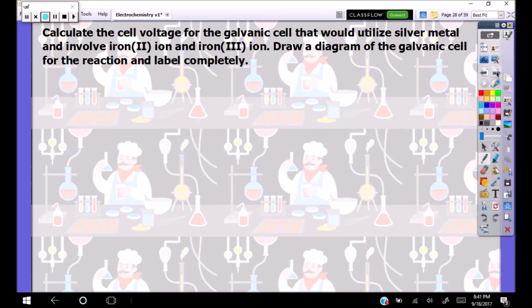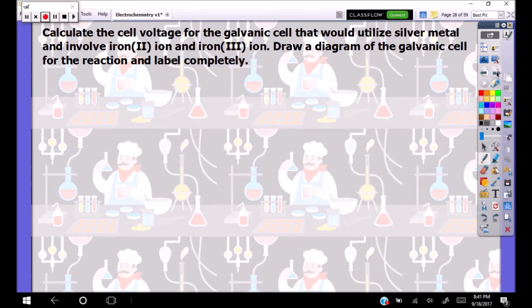This is one of the last ones, I believe, that's in the video. This one is a really, really good problem because not only do we have to figure out our cell voltage, but we have to draw it too. So let's read this carefully. This one has a wealth of information, and we have to pull in some knowledge that we learned earlier on.